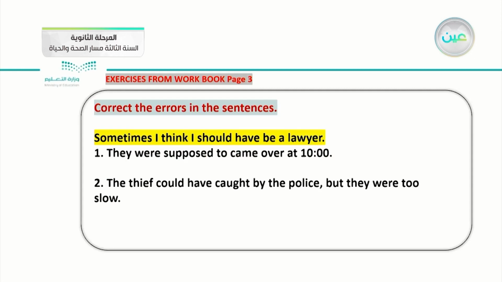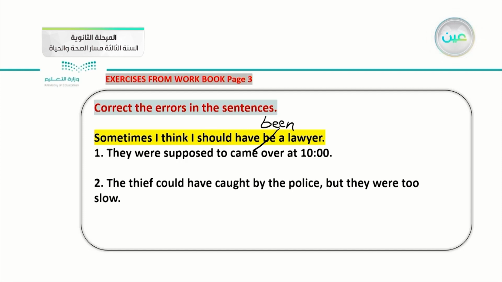Okay, next slide we have more exercises about the grammar. Correct the errors in the sentences. They give errors in these three sentences. The first one as a model, let's apply it together. Sometimes I think I should have be a lawyer. What do you think? Where is the error in that sentence? So we find that be is the error. The correct one is been. We should put been instead of be.